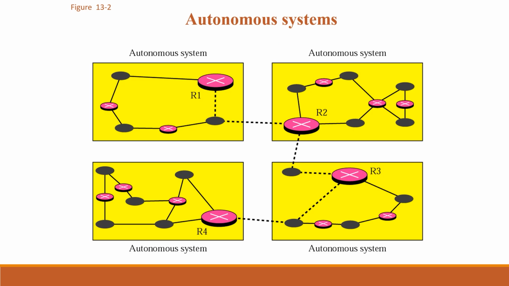Internet is too large in size. That's why one routing protocol cannot handle the task of updating the routing tables of all routers. For this reason, an internet is divided into autonomous systems. An autonomous system is a group of networks and routers under the authority of a single administration. Example, our college network is an autonomous system.